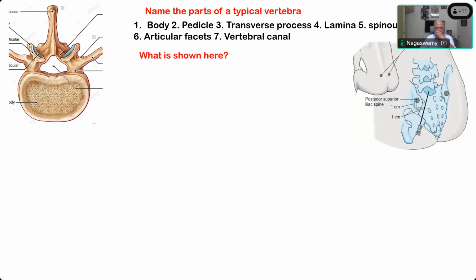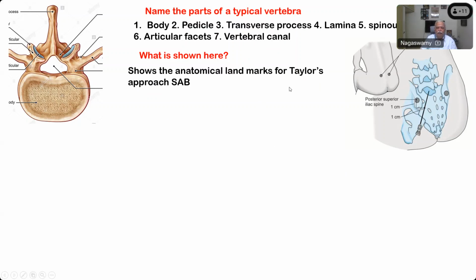What is shown here? Caudal block, sir. Caudal is here. No, sir. This is something being done at the L5S1. Intervertebral foramen. Taylor's approach. This shows the anatomical landmark for Taylor's approach to subarachnoid block.